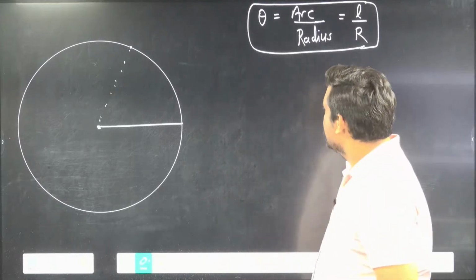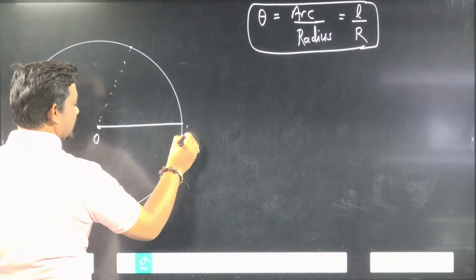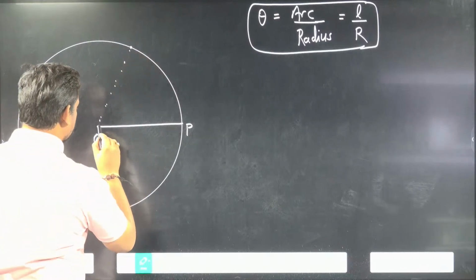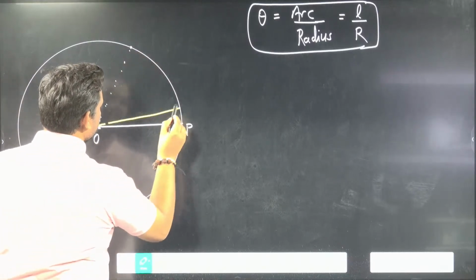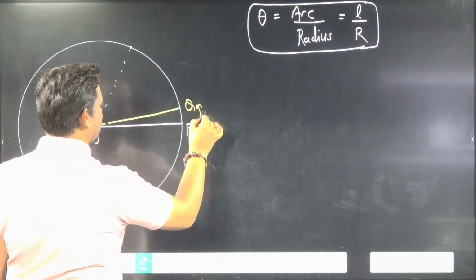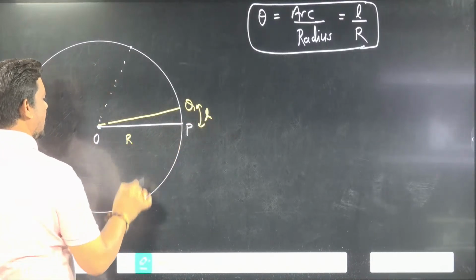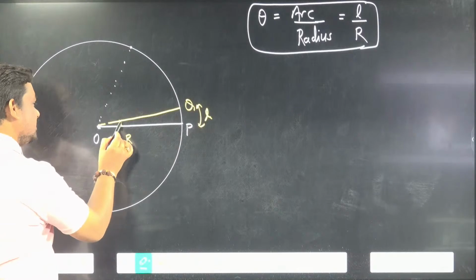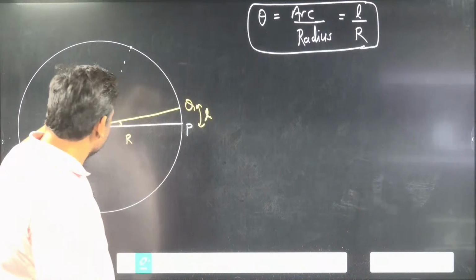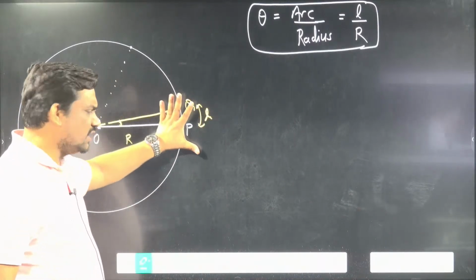Now suppose this is O and this is P. Suppose the rotation is not much, it is very small, and I'm moving to the point Q. This is our L, the arc, and the radius is R. So this angle is quite small. Even smaller than this I cannot draw easily, but this is almost a small angle.